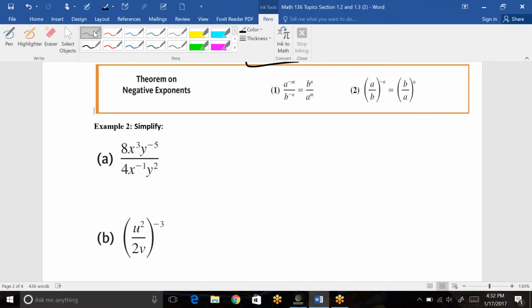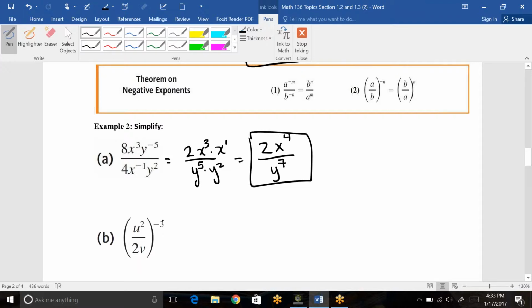Okay, so let's look at A. 8 divided by 4 will reduce, so that would be a 2 over a 1, so that would just be 2. I would go ahead and move this x up here, so this would be x to the 3rd times x to the 1st. This y to the negative 5 needs to move to the bottom, and we also still had a y squared in the bottom. Notice the only ones that move are the ones that have the negative exponents. This would become 2x to the 4th over y to the 5 plus 2, which would be 7.